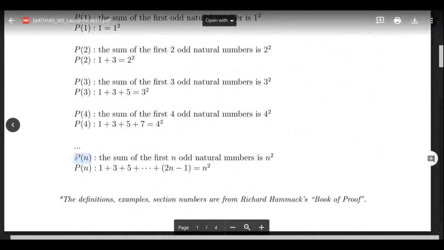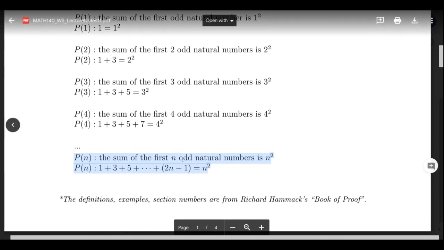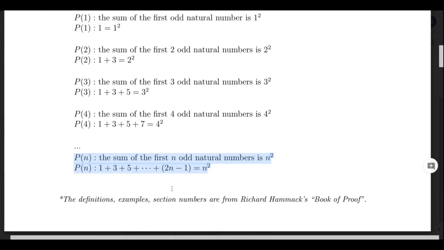So we assume the first n odd numbers, the n odd natural numbers equals to n squared is true. So we assume this. This is our assumption.